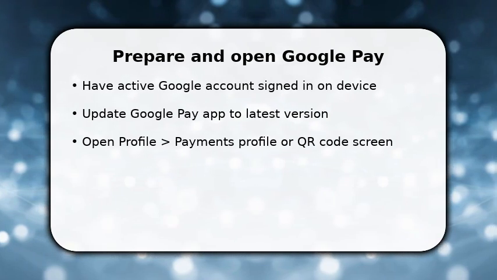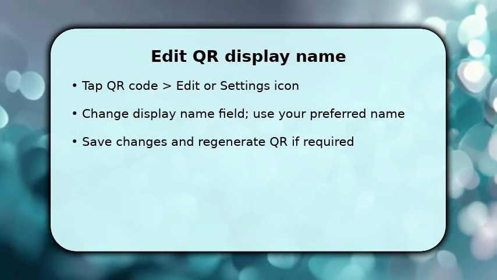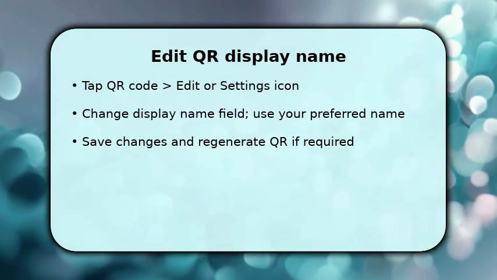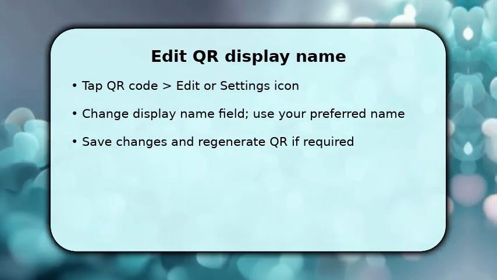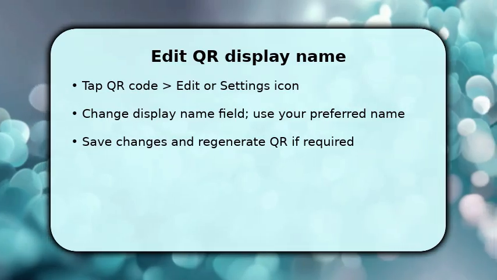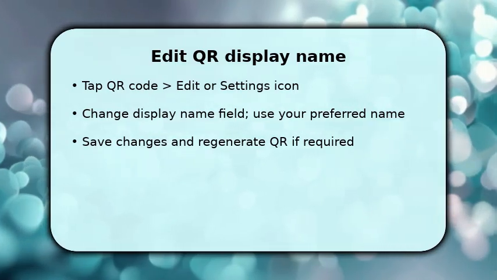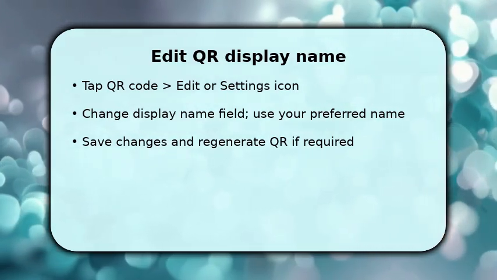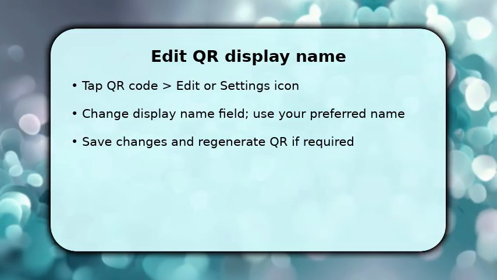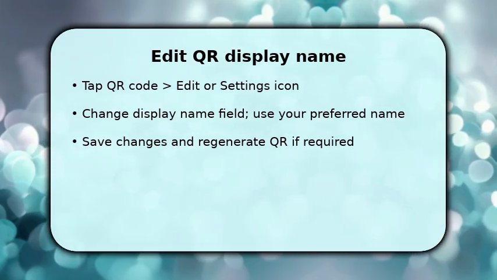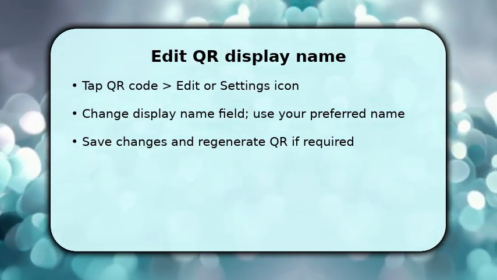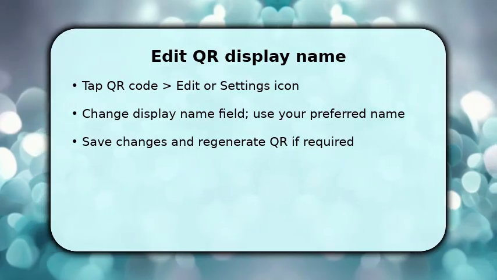Now you edit the actual display name shown on the QR. Tap the QR code, then the Edit or Settings icon. Google Pay groups identity fields under Profile or Payments profile. Change the display name to what you want. Keep it concise so it fits on the QR card. Once you save, the app may regenerate the QR automatically. If not, use the Regenerate or Refresh button. This step updates the visible label other users see when scanning your code.